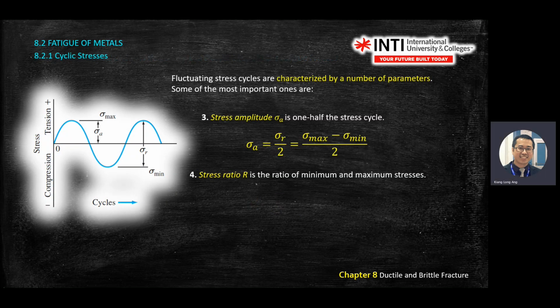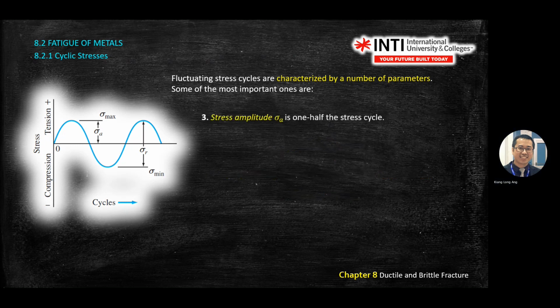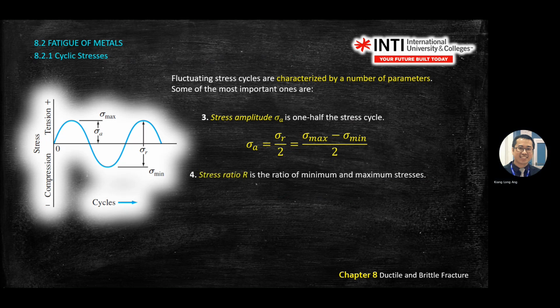Okay. So you have 4 equations. Once from the graph, you find mean. Mean is max plus minimum divided by 2. Range is maximum minus minimum. Amplitude is take the range divided by 2. Stress ratio, you take minimum divided by maximum.